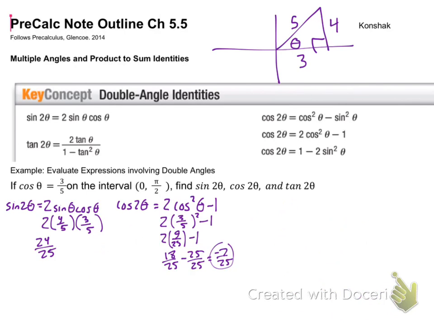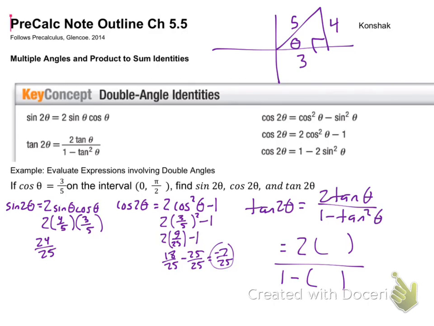Okay? And the last one I have to do is tangent of 2 theta. Tangent of 2 theta only has one option. I'm going to go back to that triangle that I created to find my numbers. So I end up with 2 times something over 1 minus something squared. And tangent is 4 over 3, not 4/5, sorry. Opposite over adjacent, 4/3. So this becomes 8/3 over 1 minus 16/9ths.